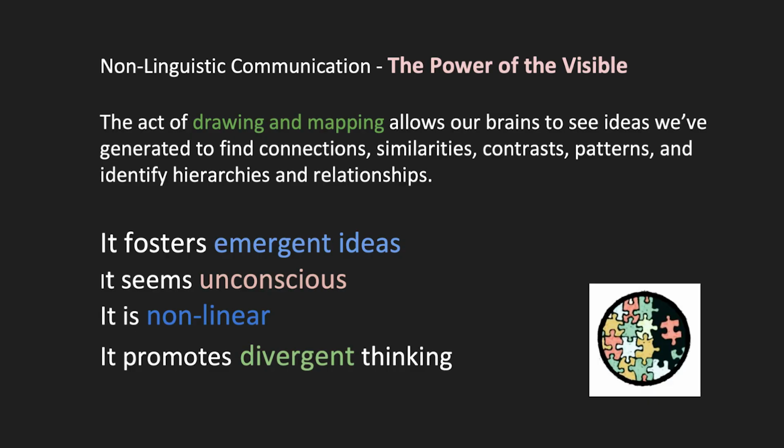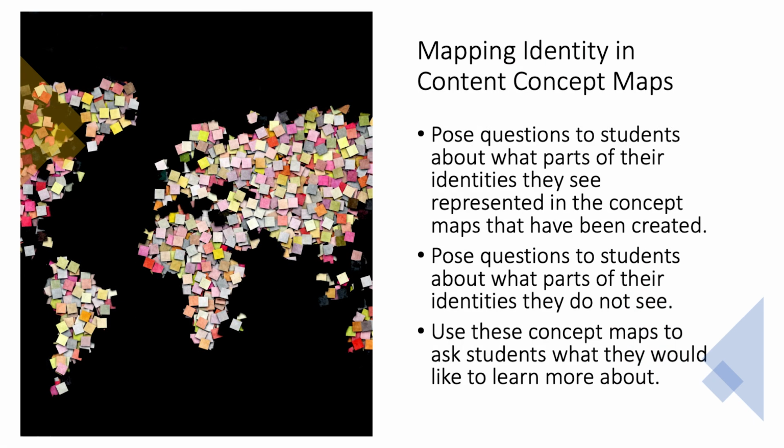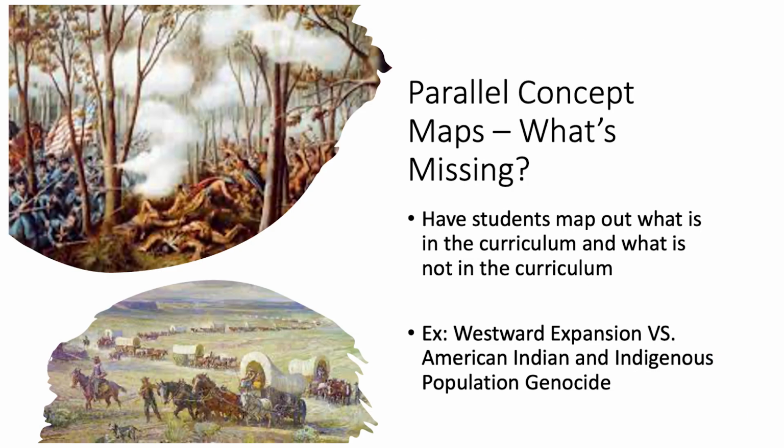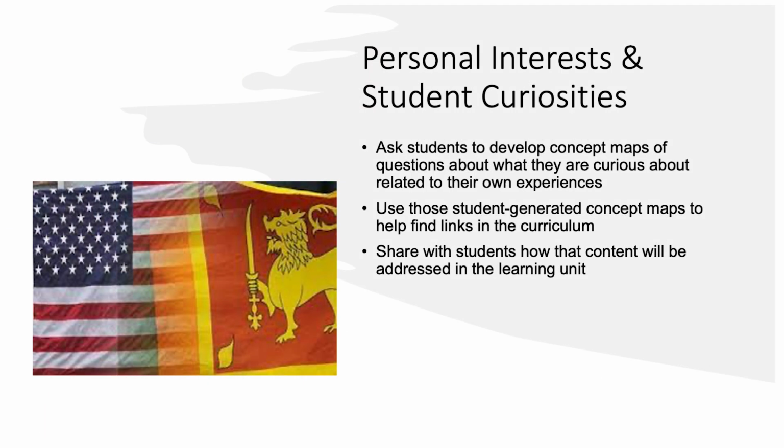How can the act of drawing and mapping tap on the connection between art and cognition? Concept maps help us to focus on the students' interests, culture, and identities. Here is another idea based on the content of the lesson. Students here explore two versions of an image and determine what might be missing in the history lesson from texts or readings. Students can be invited to develop concept maps related to their personal experiences and expand their interest in the content.